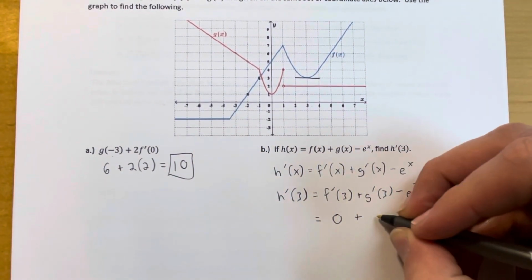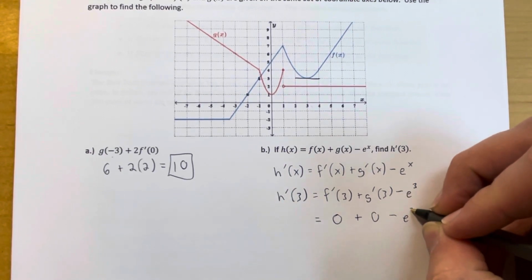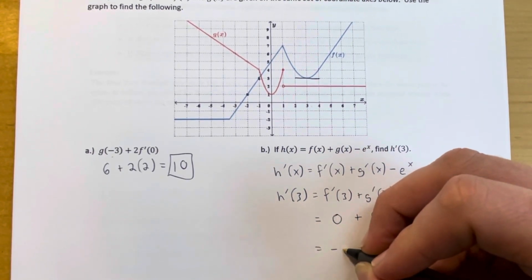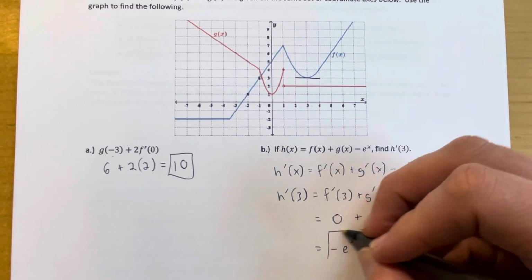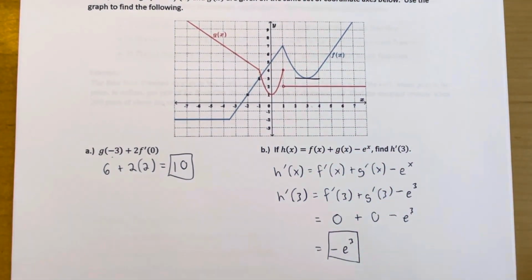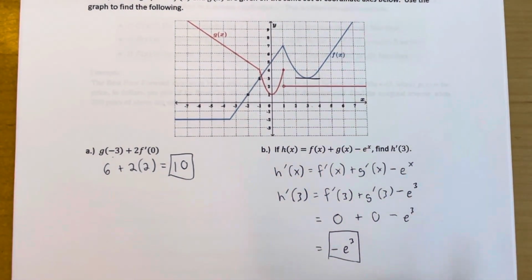So I have 0 plus 0 minus e to the third power, which is just negative e cubed. Don't bother plugging that into a calculator. Leave it in that form. That's kind of preferable.